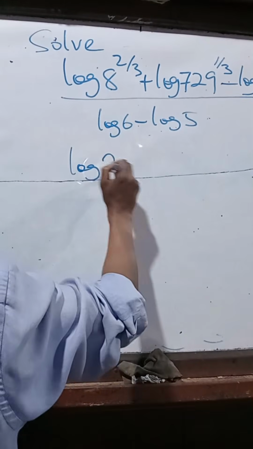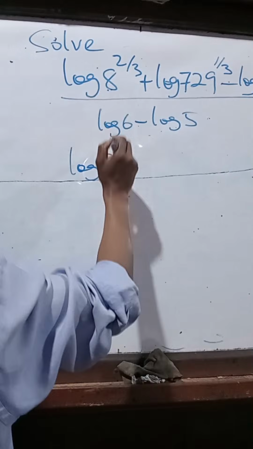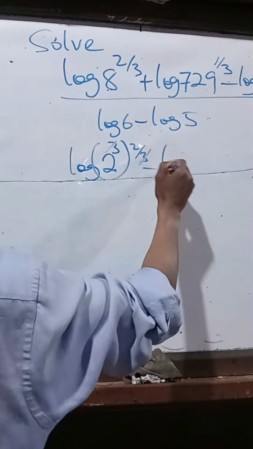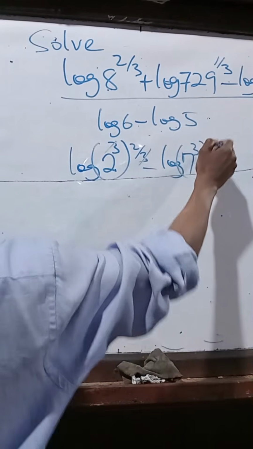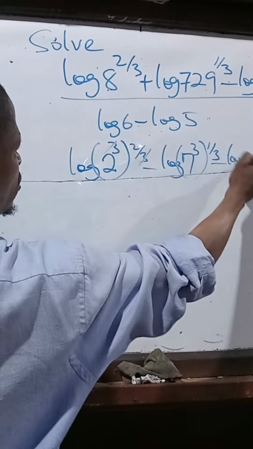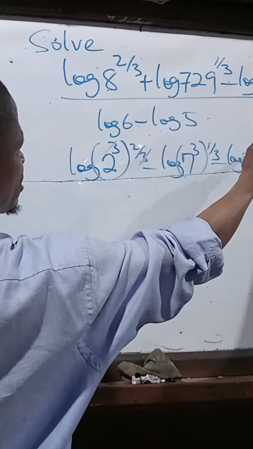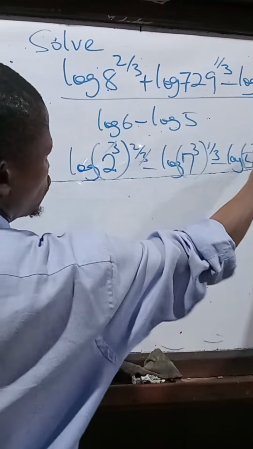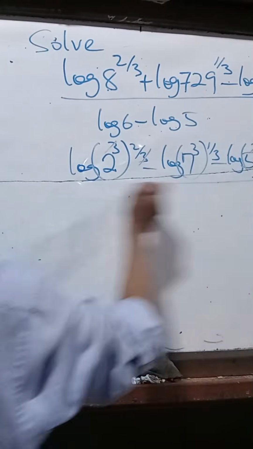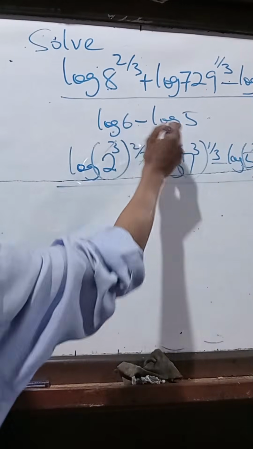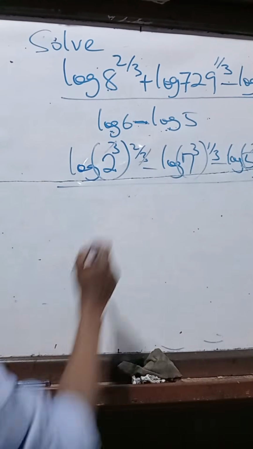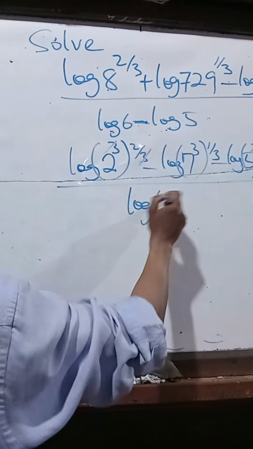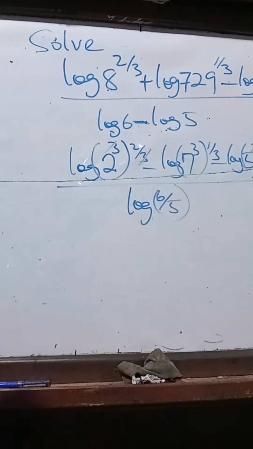This one is 2 to the power 8. So this one we cancel. And then log, this one is what? 7 to the power 3. And then minus log, 125 is 5 to the power 3. Okay. And then 2 over 3. So this also we cancel. We have what? We can apply the logarithm rules when you have subtraction. And that will be what? Log 6 over what? Over 5.